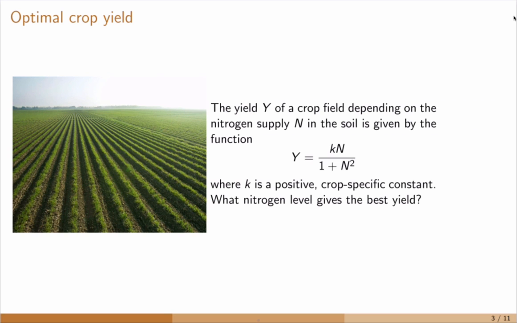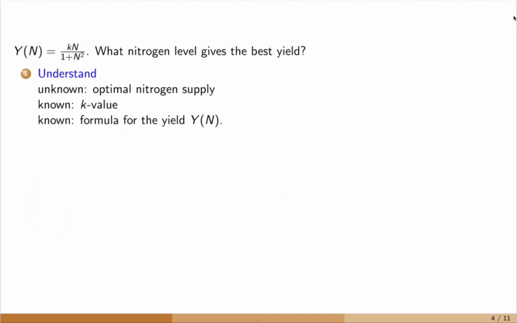Let's look at optimal control for a crop yield of a certain plant. So here's a crop field, and the yield Y of a crop depends on the nitrogen supply which the farmer supplies to the field. So let's call the nitrogen supply N and the yield Y, and then there's a certain formula which is based on experience, so the yield is K N divided by 1 plus N square. And now K is a positive crop specific constant. The K will be different for different crop types. The question is, what nitrogen level is best to give the most yield? So that's an optimization problem.